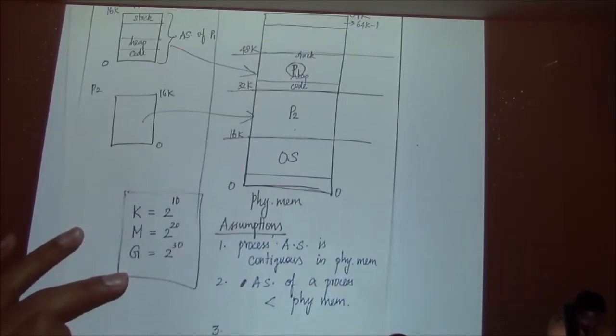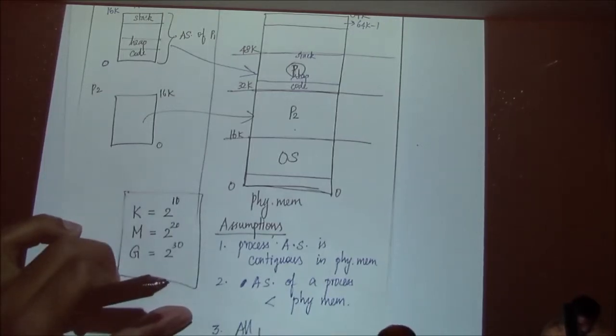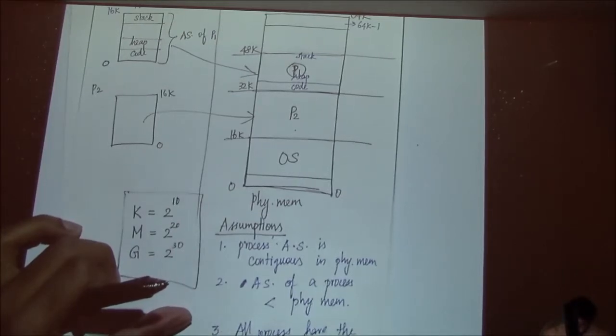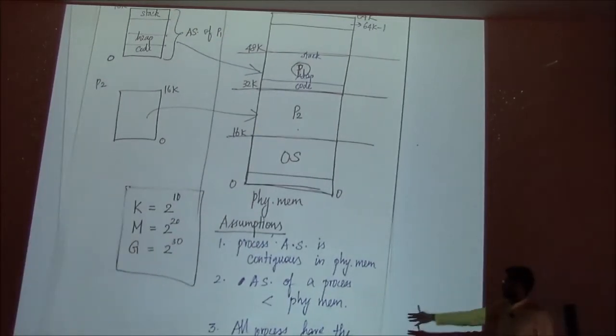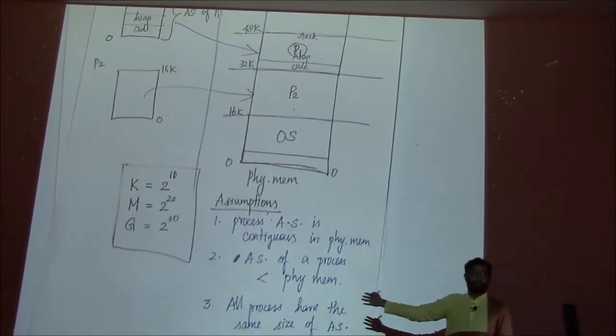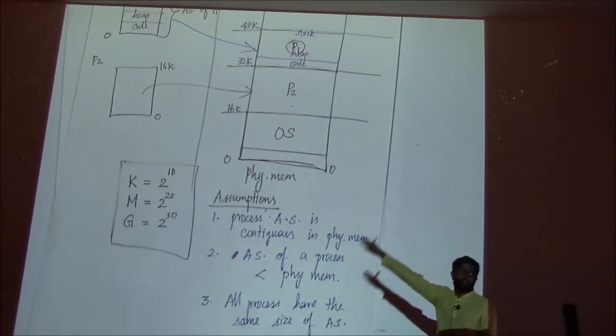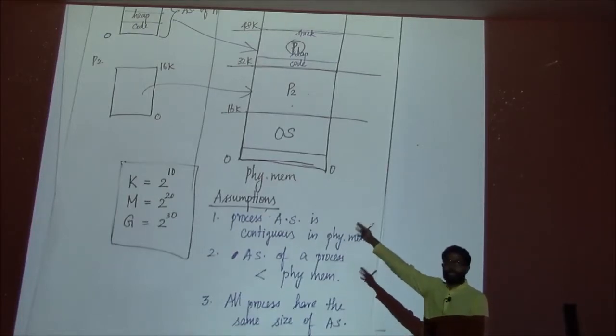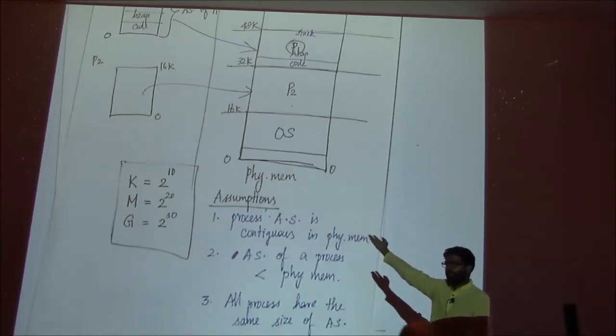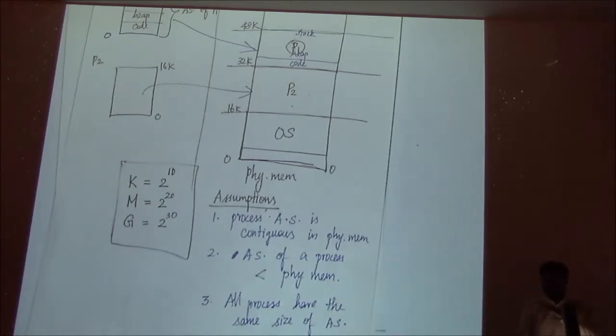The third assumption that we are making is that all processes have the same size of address space. The address space of all the processes is the same. So in this case, we are just assuming all the processes in our system are only going to have 16K of address space. It cannot grow more than that. It is the maximum that it can have. You cannot even have processes that have only 8K of address space or something. We're just assuming these things.